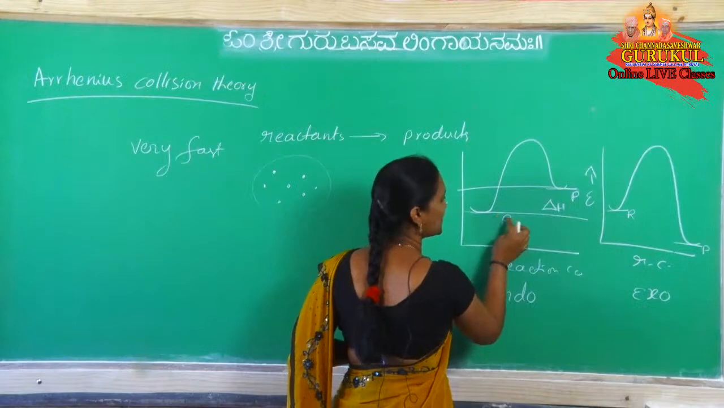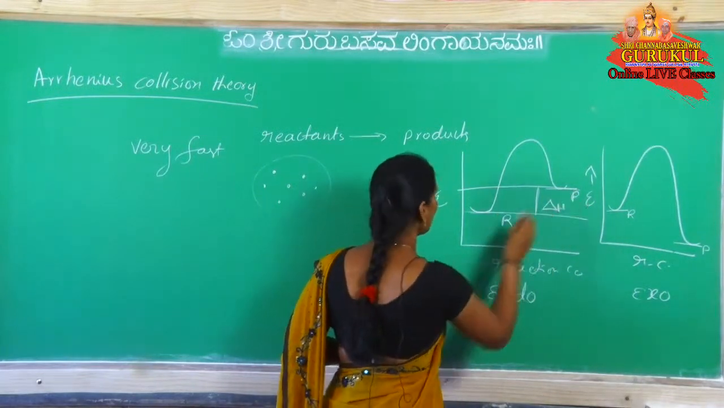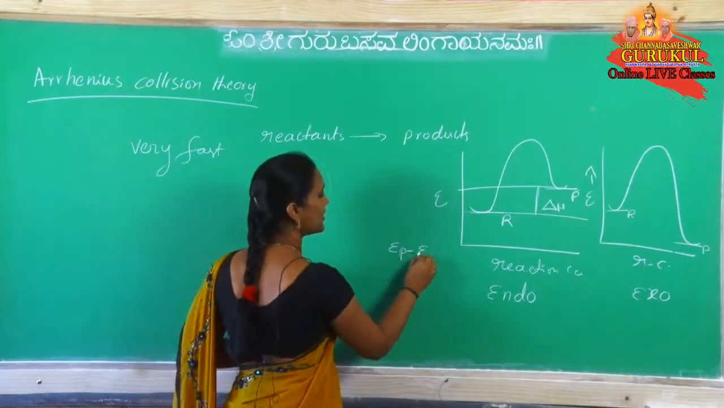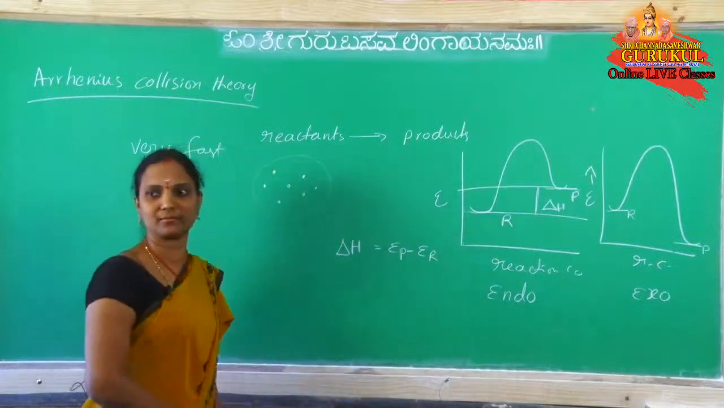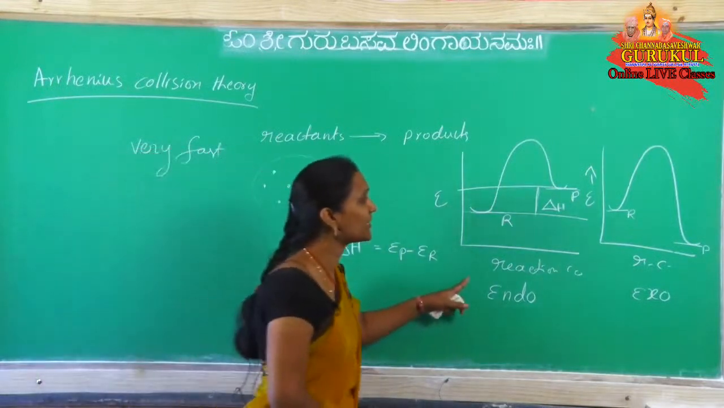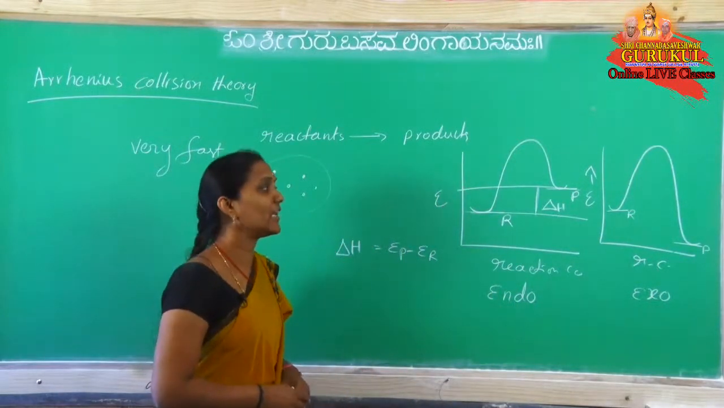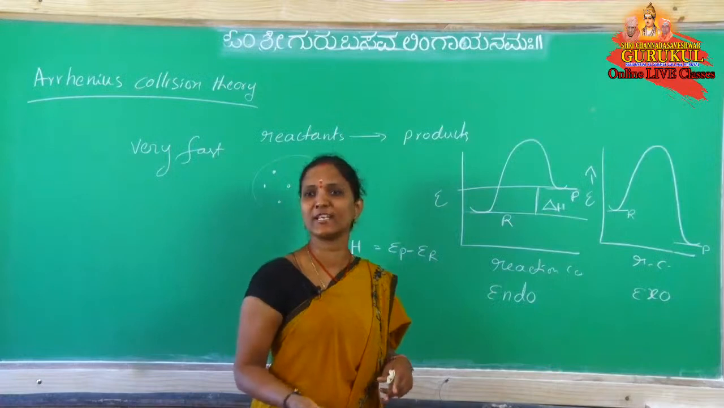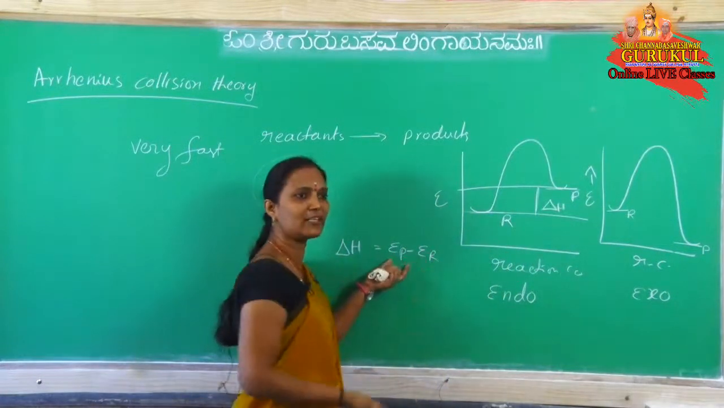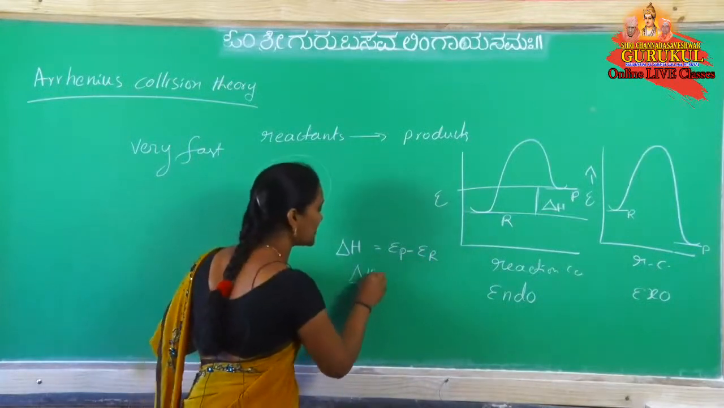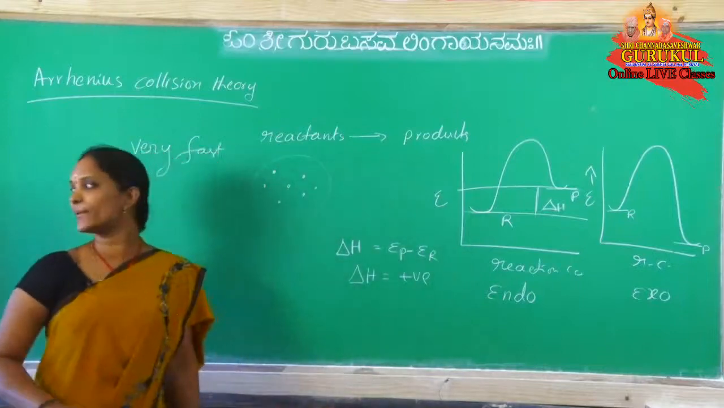They will give this as X, this as Y, and ask you to calculate the enthalpy of reaction given this difference only. Energy of product minus energy of reactants is equal to delta H, the enthalpy of reaction. So in an endothermic reaction, is this enthalpy of reaction positive or negative? In endothermic, is delta H positive or negative? The product's energy is more than the reactant's energy, so definitely we get positive. So here delta H is positive. If delta H is positive, that reaction is an endothermic reaction.